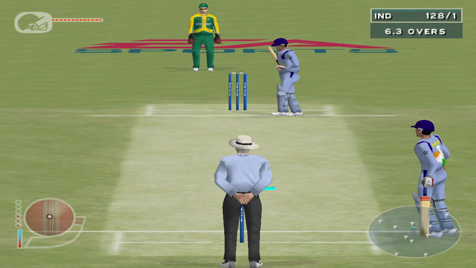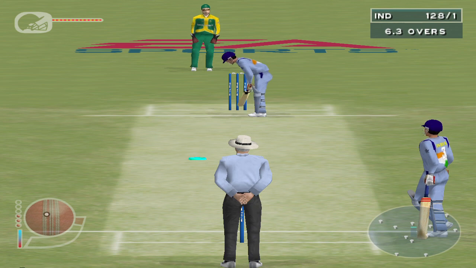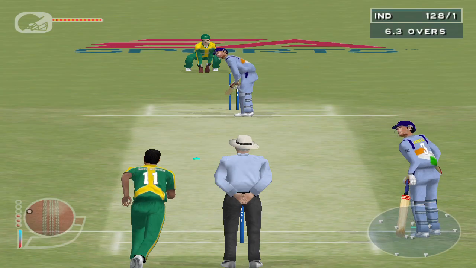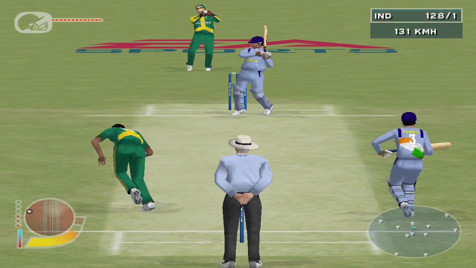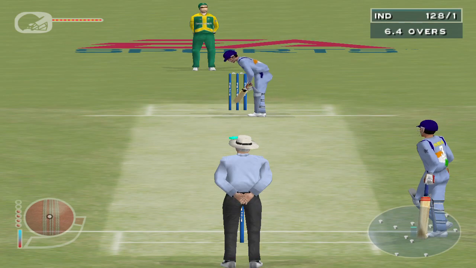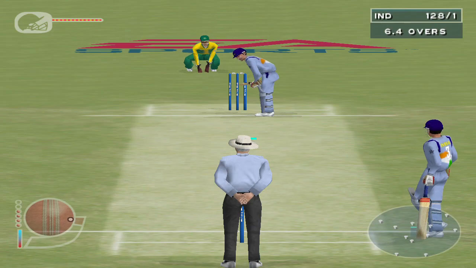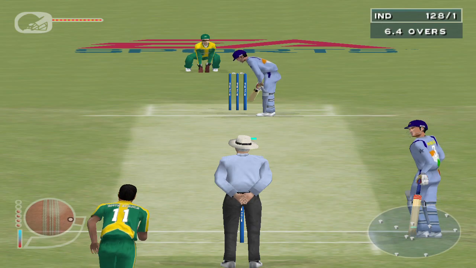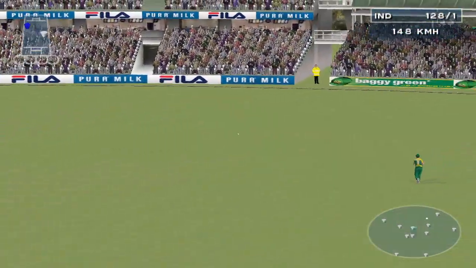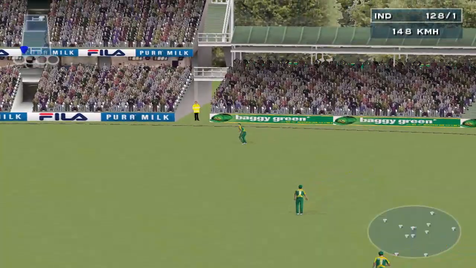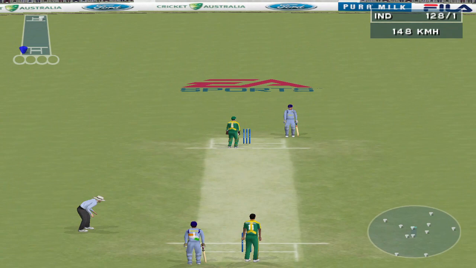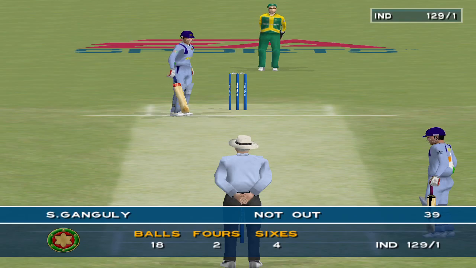And Ntini continues. Tendulkar waiting at the striker's end. Nel is in to shoot, tucked away quite comfortably. Fielded down at fine leg by Nel. India move on to 129.